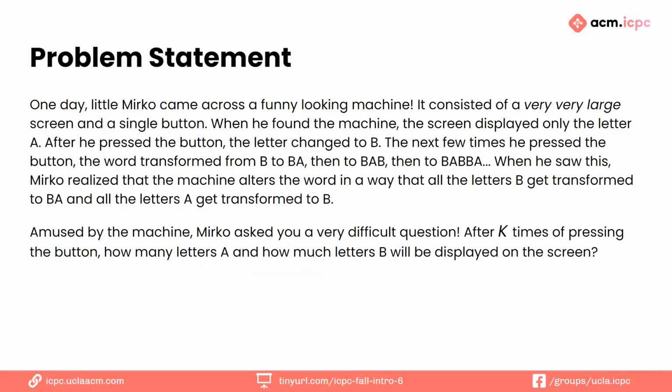So for our first problem, we start out with the letter A, and every time we press the button, A becomes B and B becomes BA. And so we're trying to find out how many letters A, how many letters B will be displayed after pressing the button K times. So feel free to give it a few minutes to try to work out a solution, and then we'll go over the solution.